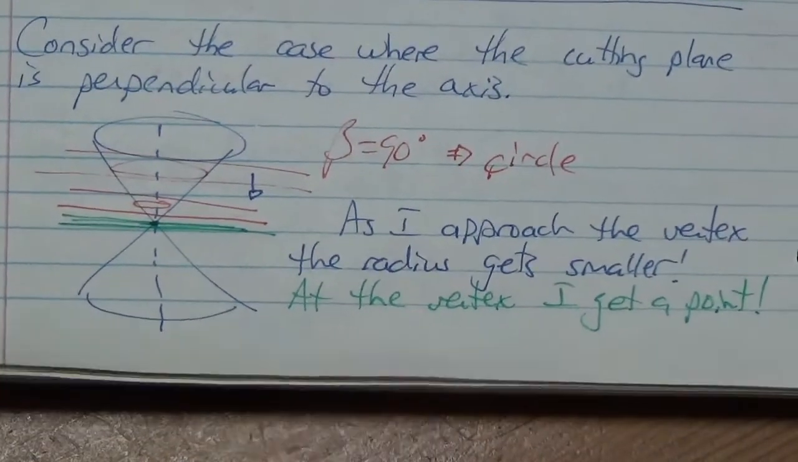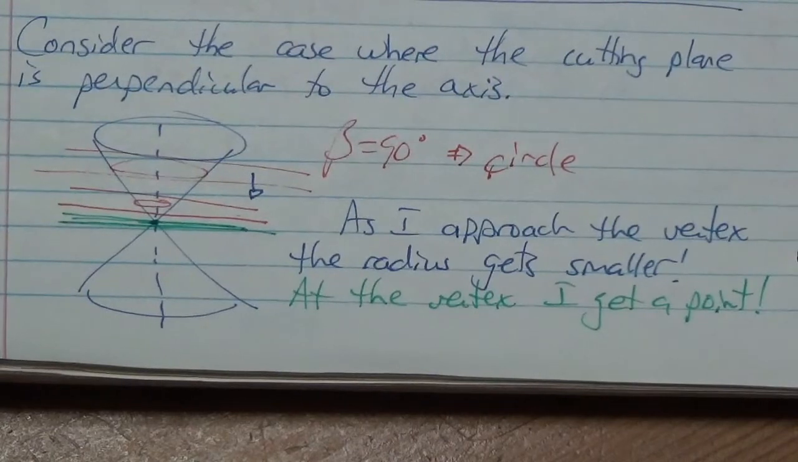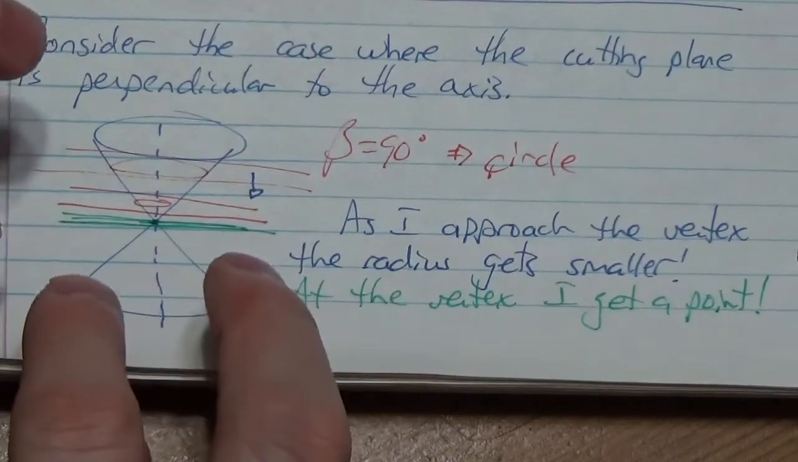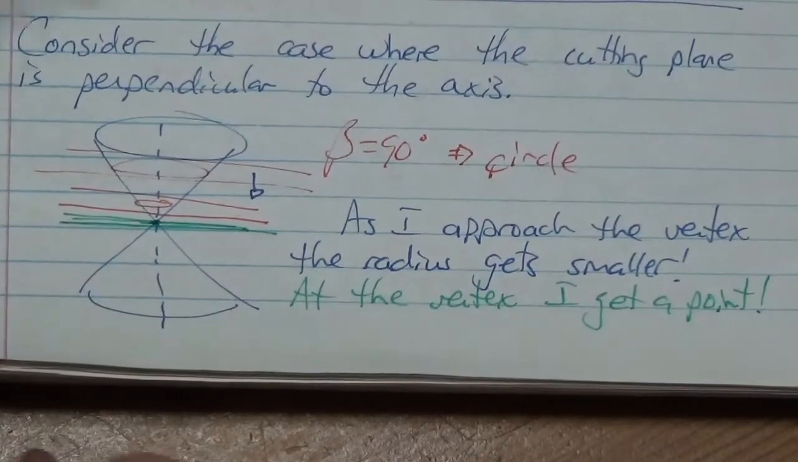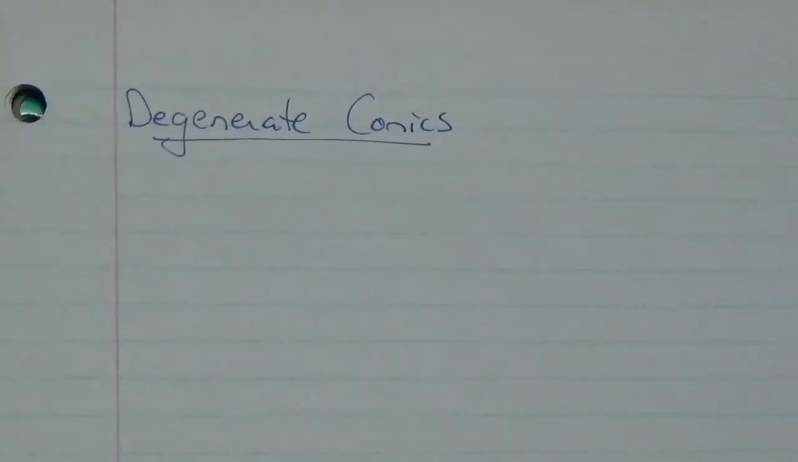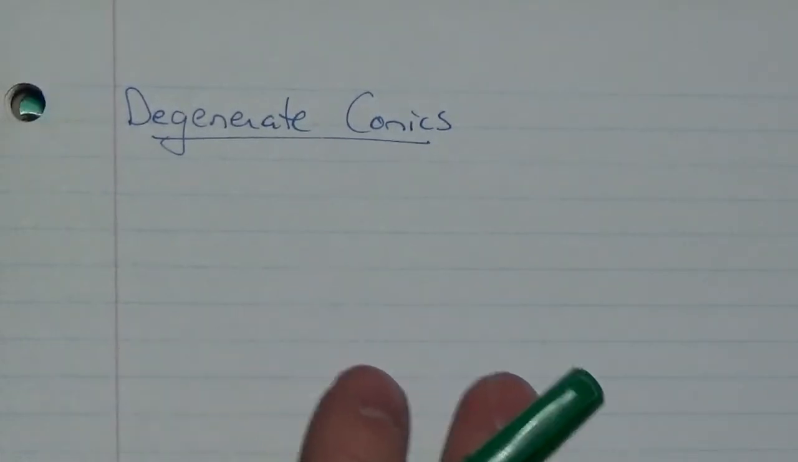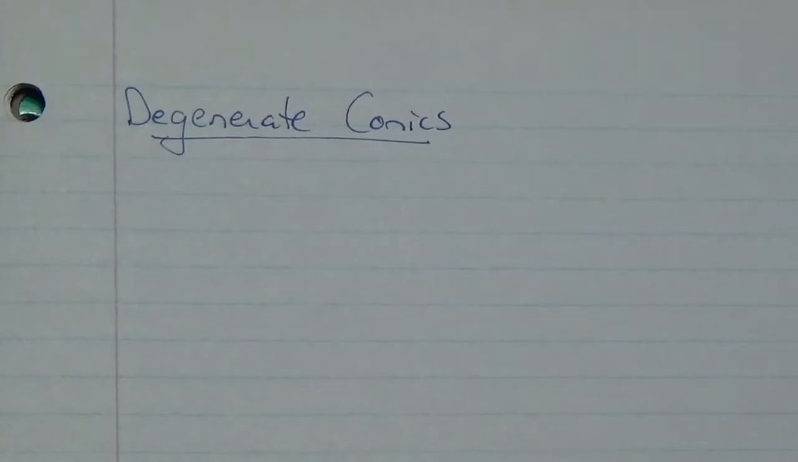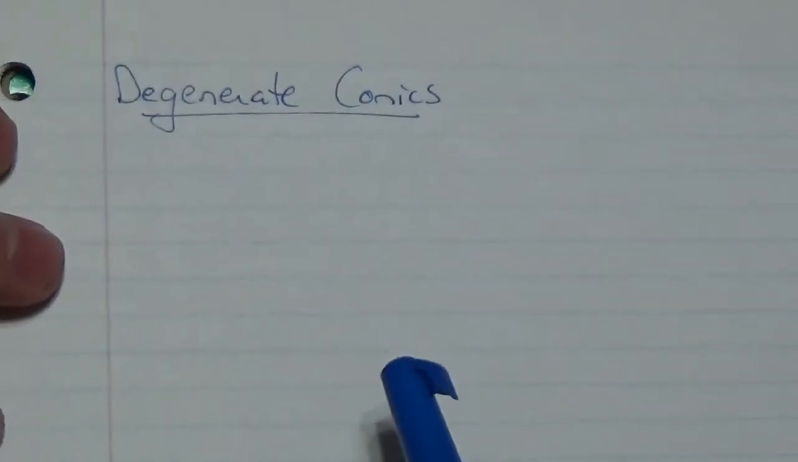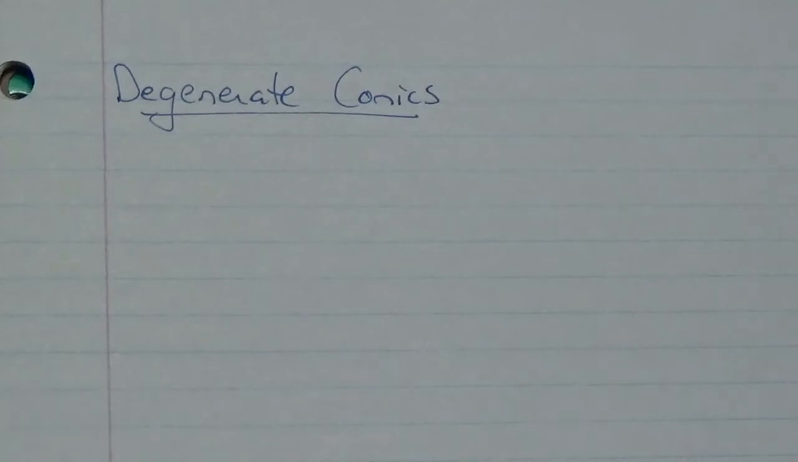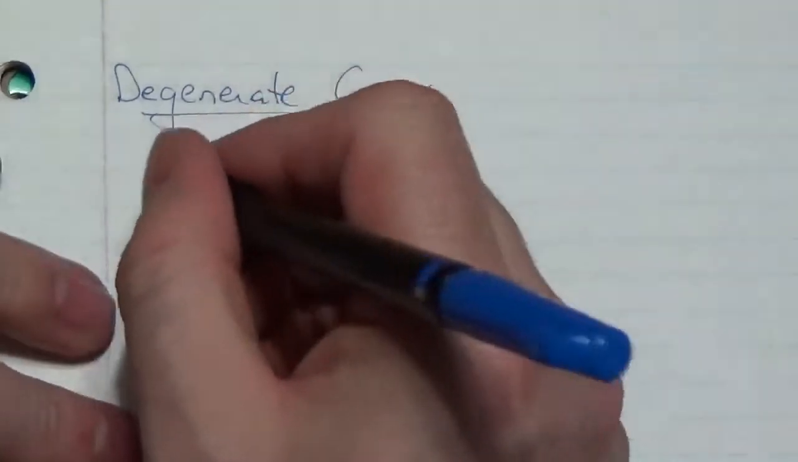Okay, a singular point. That's it. There's only one point of intersection between the double nap cone and that cutting plane. So what this does is create for us something called our degenerate conics. Okay? What our degenerates are is a situation where we are obeying the rules for creating these conics, but the shape that we get as a result doesn't follow what you would naturally assume these shapes look like. So to start off, we can get a point.